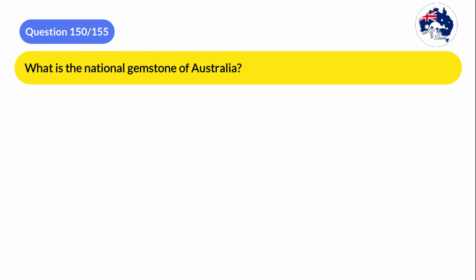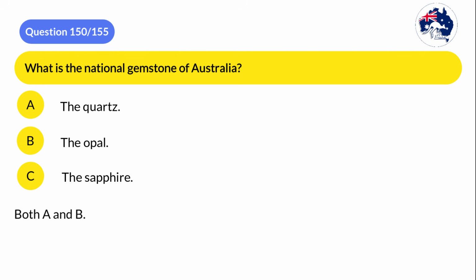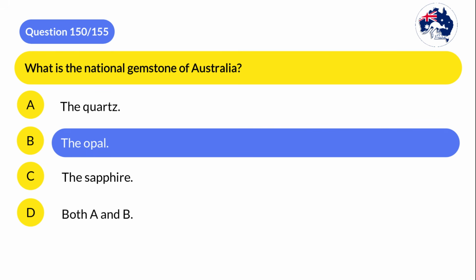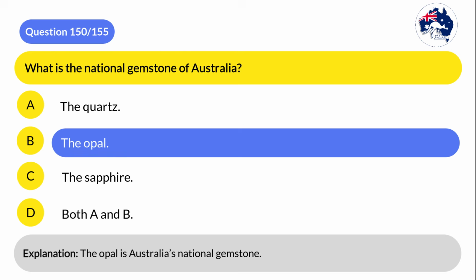Question 150. What is the national gemstone of Australia? A. The quartz. B. The opal. C. The sapphire. D. Both A and B. The correct answer is B. The opal. Explanation: the opal is Australia's national gemstone.